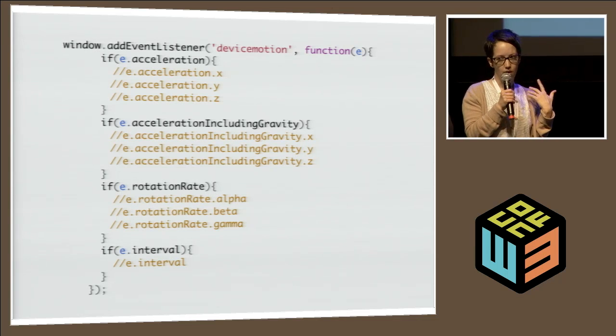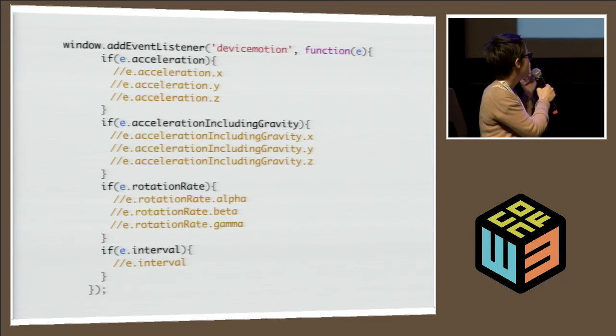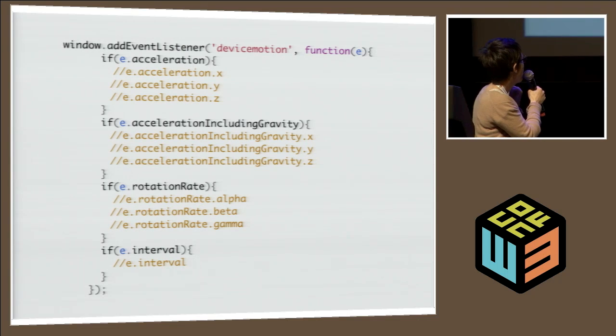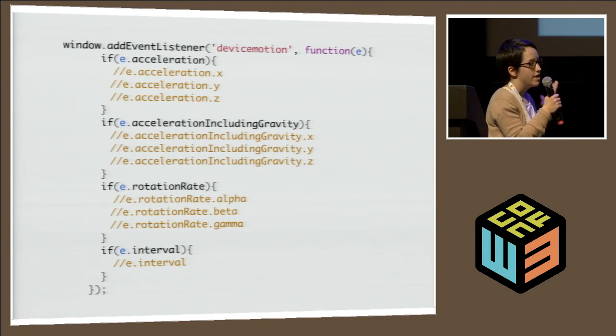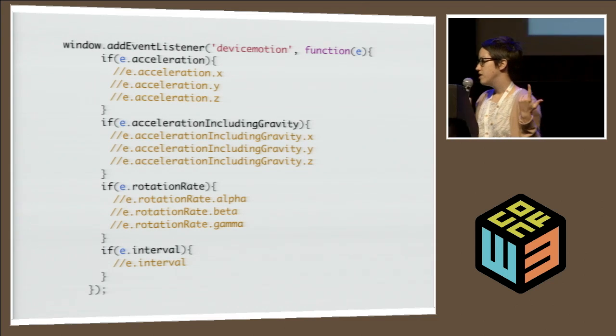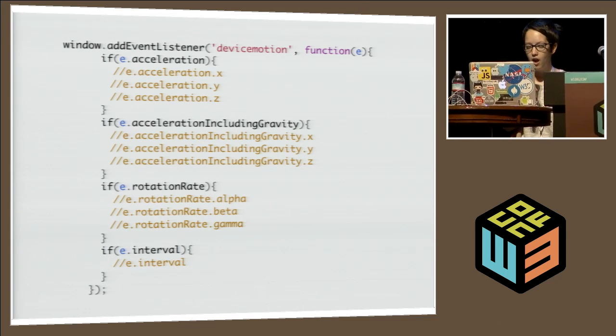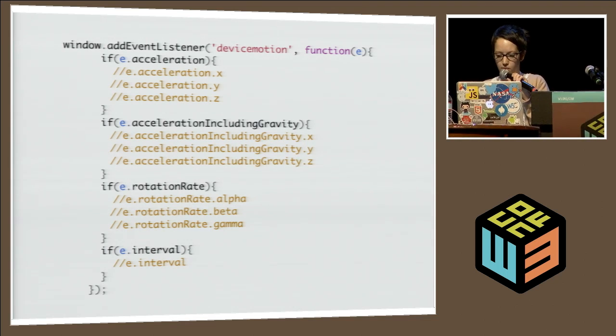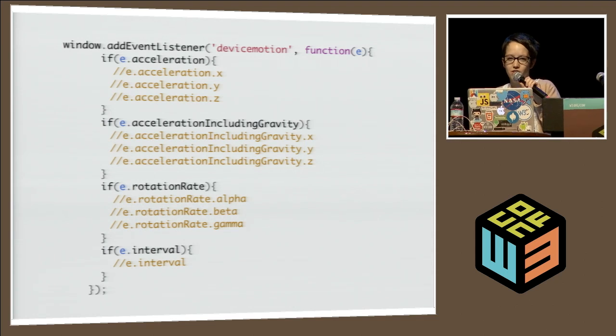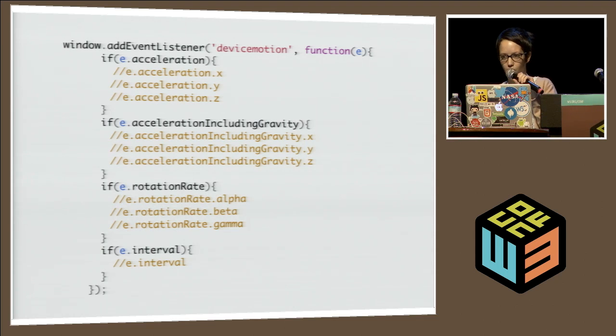So if you're still curious about how this is used, it's pretty much like the device orientation event that we saw earlier. You just add an event listener to device motion, and then you get the acceleration in X, Y, and Z, the acceleration with gravity in X, Y, and Z, and then the rotation rate in alpha, beta, and gamma, and finally the interval. So no secrets here. I would say this is pretty much it. I know it's a lot, and it's just a very high-level overview.